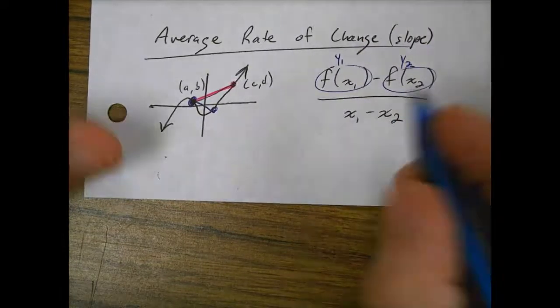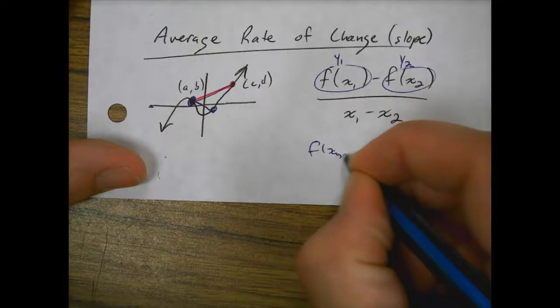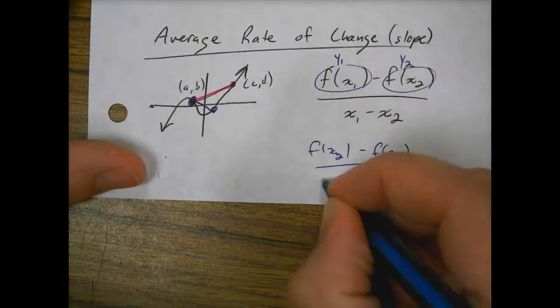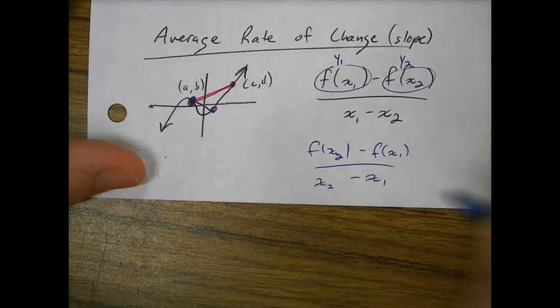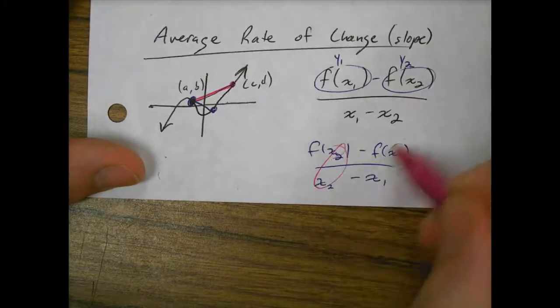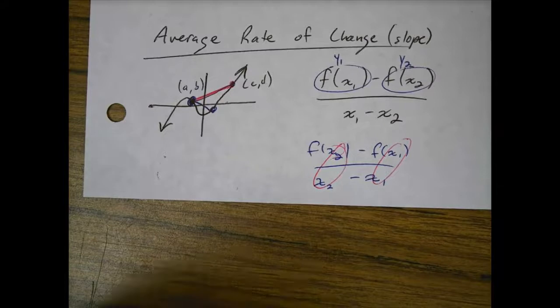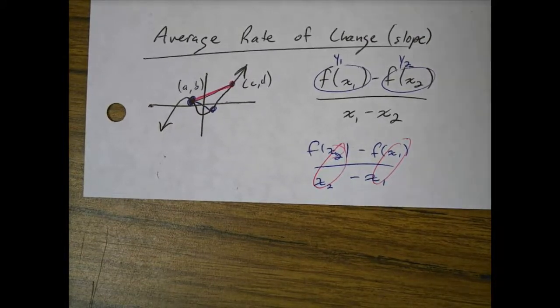And it doesn't matter whether you have f of x2 minus f of x1 over x2 minus x1. Just notice, these go together. They're on top of each other. It's the difference in the y's over the difference in the x's. That's all its slope is. Rise over run. Change in y over change in x. All right, so that's all we're really going to be doing.